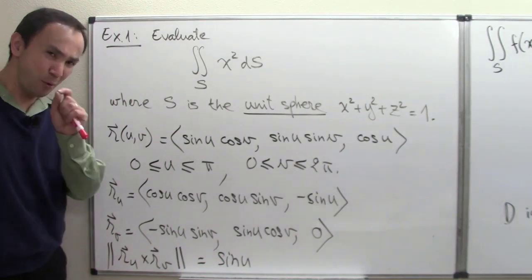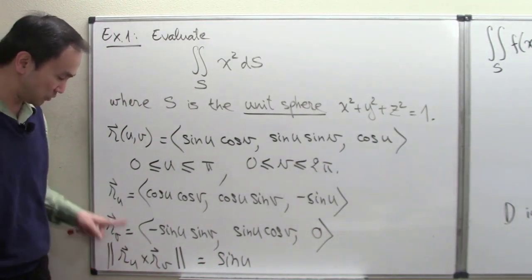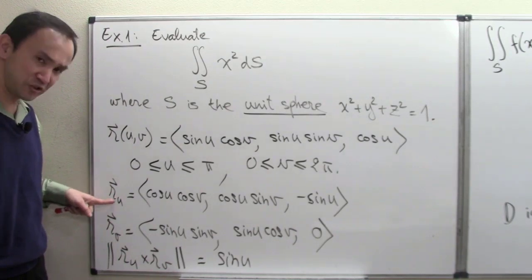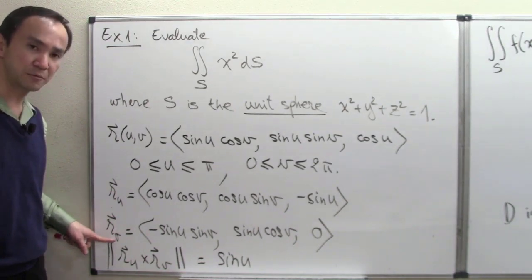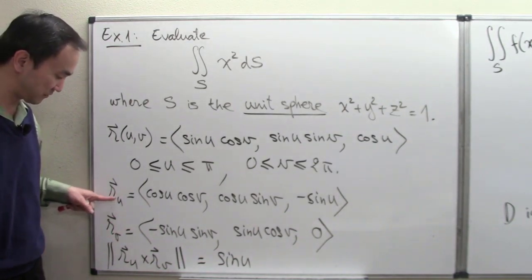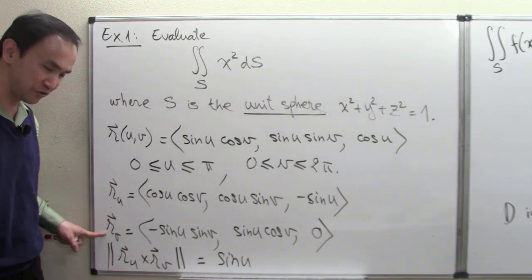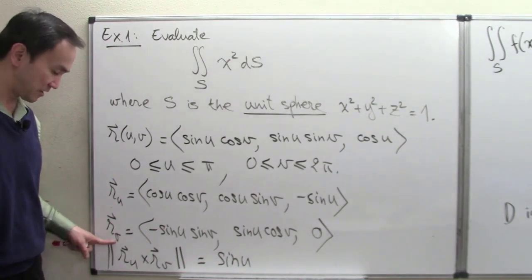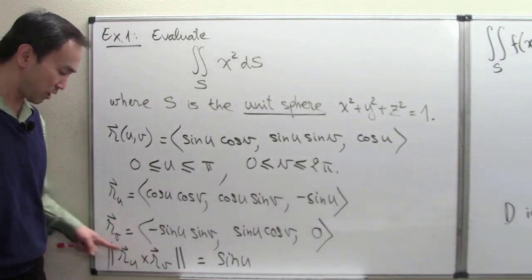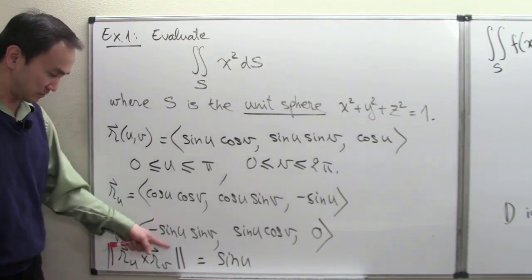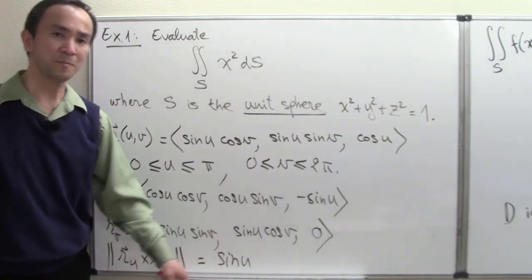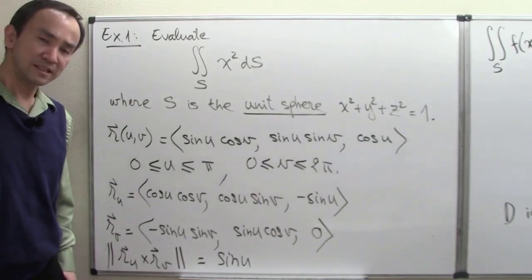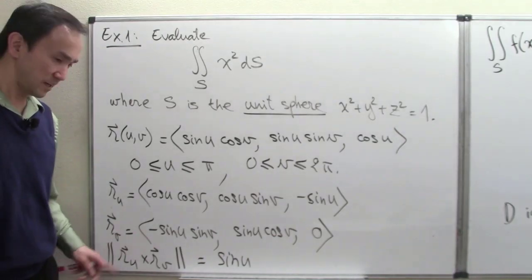So this is the magnitude for our cross product of the tangential vectors. The important thing about this is that each one of these is a tangent vector: this is a tangent vector along the u parameter, and this is a tangent vector along the v parameter. And that's why we're taking the cross product and then taking the magnitude of that. So we get a scalar value, sine of u, and that's how it's done. So that's up to this step right here.